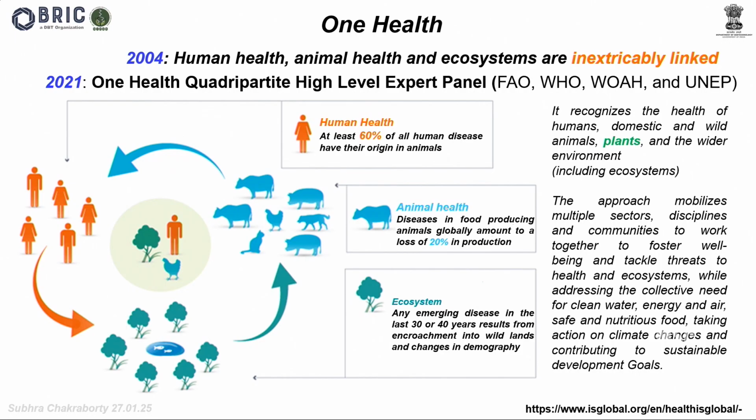So therefore, we know today that in human health, 60% of human diseases have their origin in animals. We also know that in animal health, disease in food-producing animals globally accounts for a loss of almost 20% of the production that we see. And when we come to plant and ecosystem health, any emerging disease in the last 30 to 40 years has resulted from encroachment into wild land and changes in demography, as has been shown in the world literature. So now for One Health, we talk about a quadripartite problem.